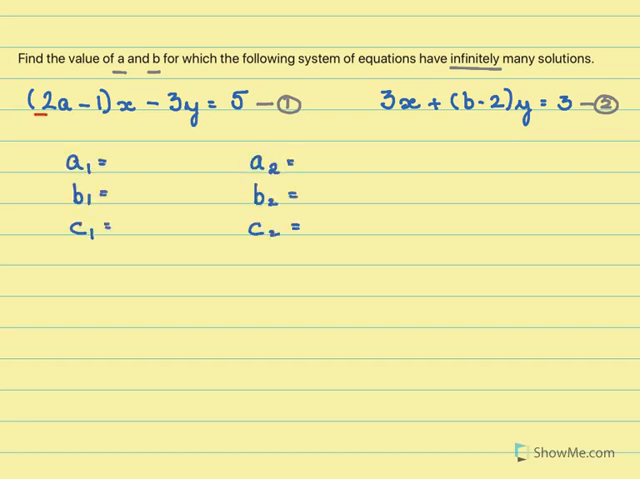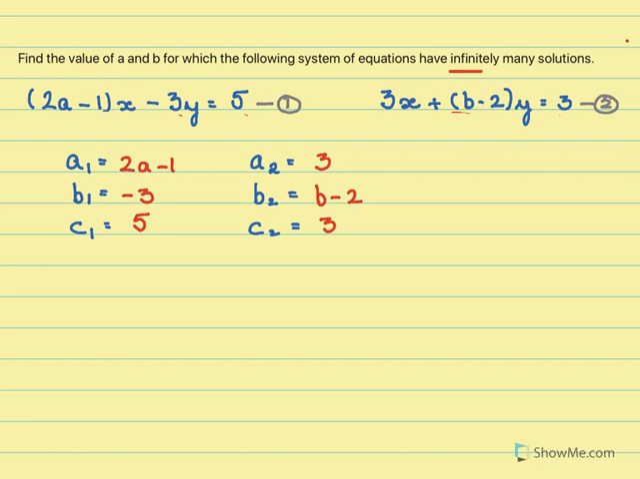a1 is the coefficient of x, so it will be 2a minus 1. b1 is the coefficient of y, so it will be minus 3. And c1 will be 5. Now a2 will be the coefficient of x, that is 3. b2 will be the coefficient of y, minus 2. And c2 will be 3.